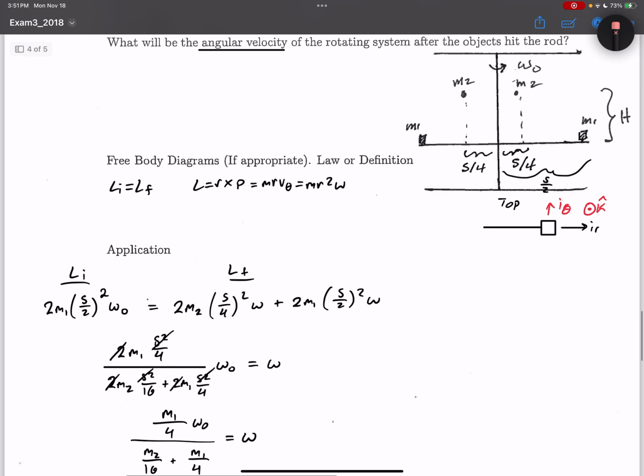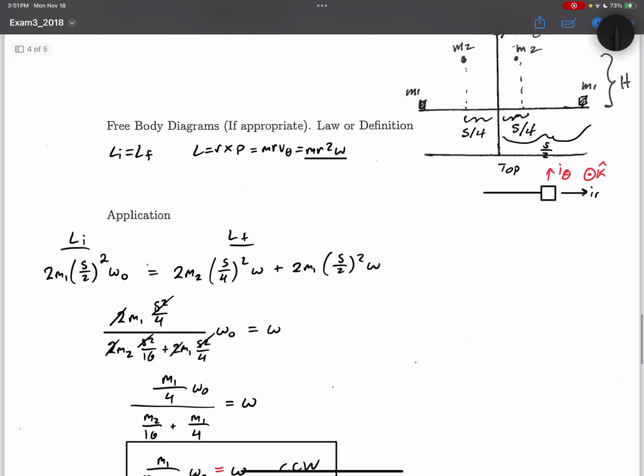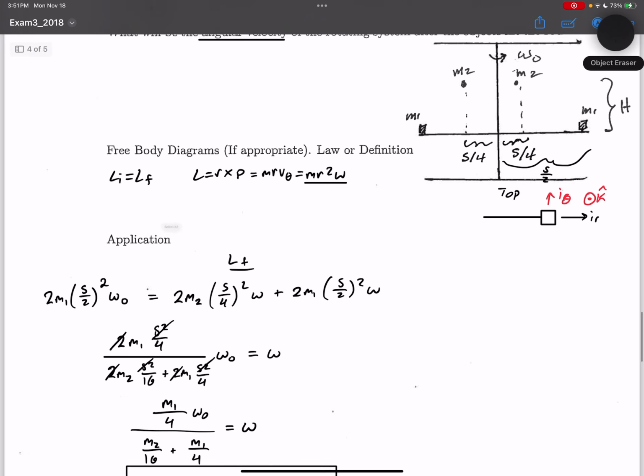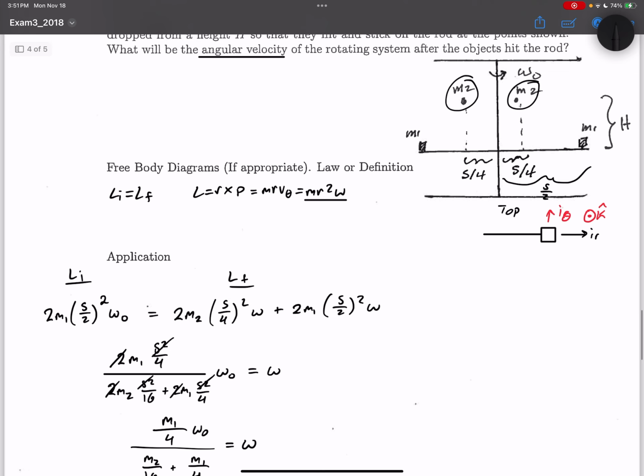Using this equation for angular momentum, since they're the only two masses on this rod at the time, and it already has an angular velocity of omega naught, this is going to be the angular momentum of the system initially. And then when these two masses are dropped on the rod at a distance s over 4 from the center, since they're the same amount, you can add them together.